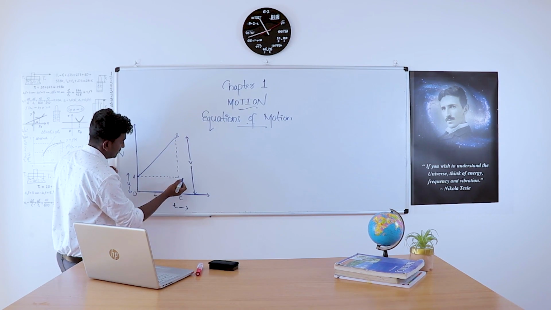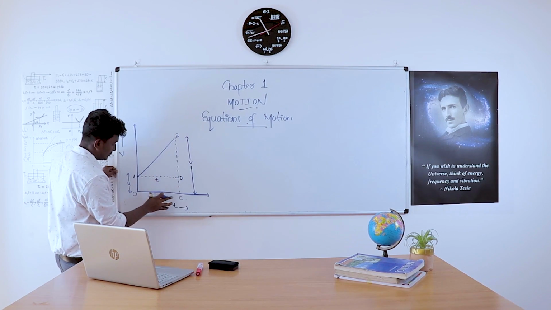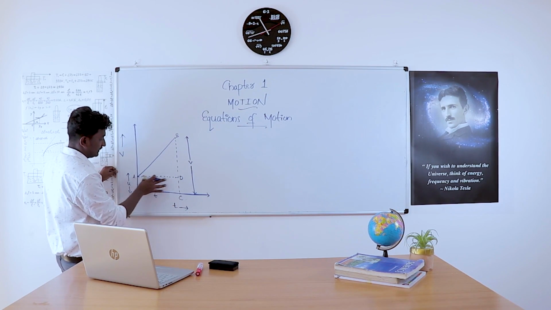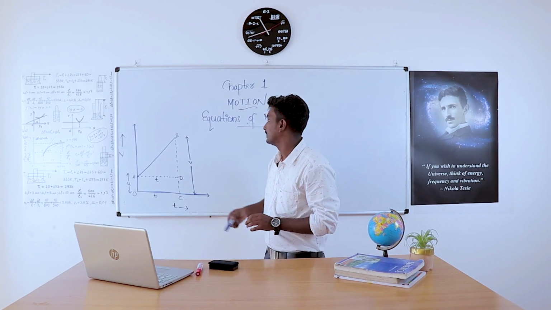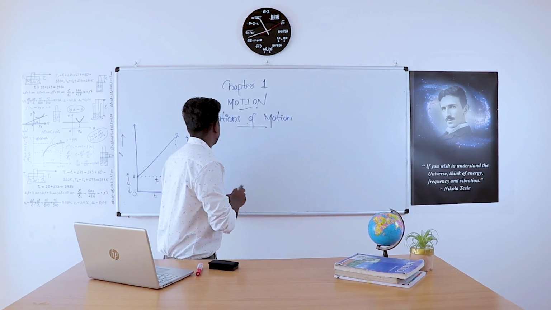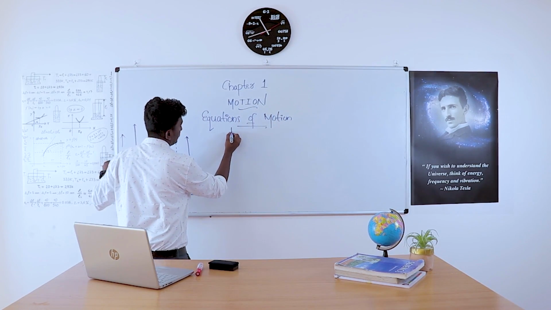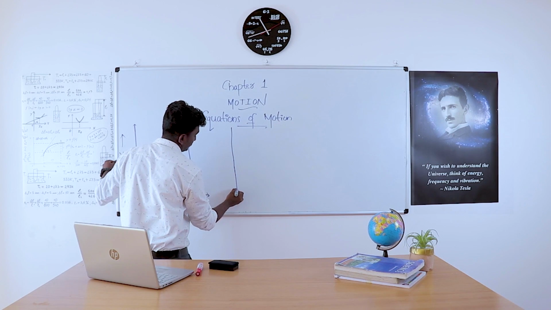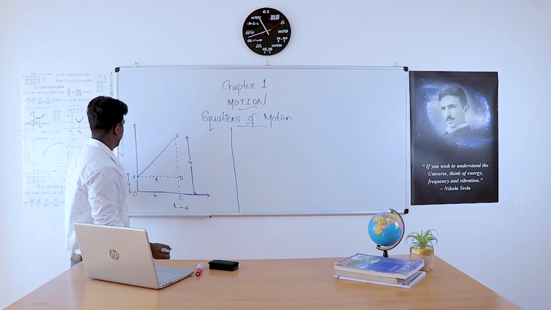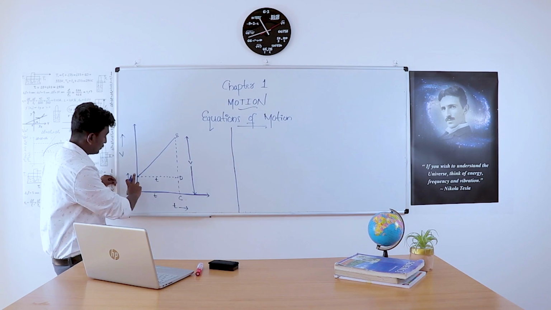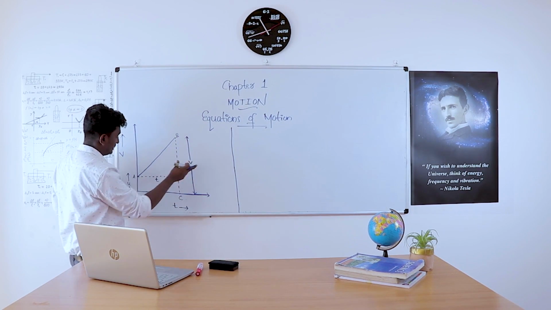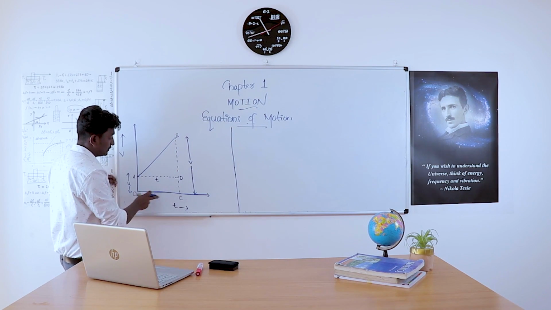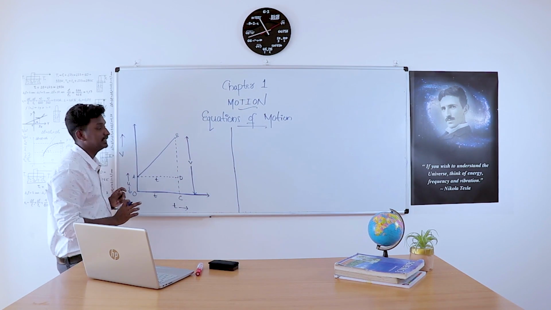And I'm drawing one more line, from A, parallel to OC, meeting BC at D. This is also time, because OC is time T, and then AD is the same. This is our required graph. From this graph, I am deriving the three equations of motion, starting with the first one. Look at the graph. We have OA equal to the initial velocity U, BC is the final velocity V, and OC and AD are time.